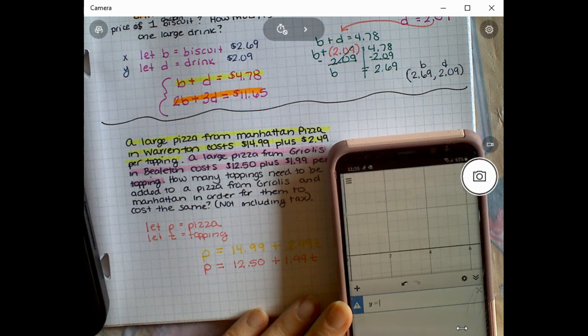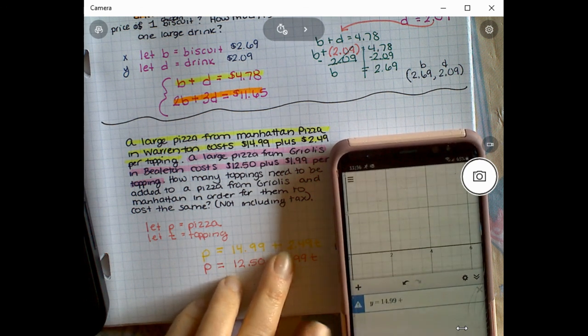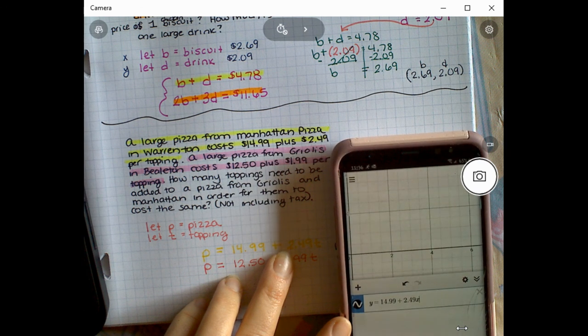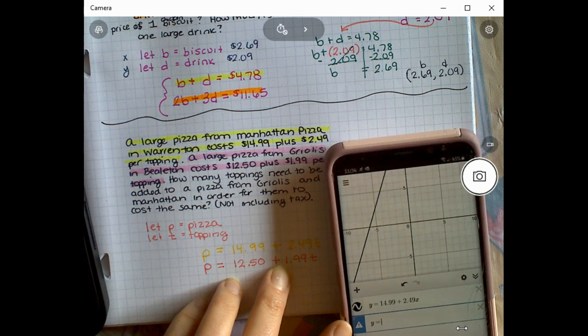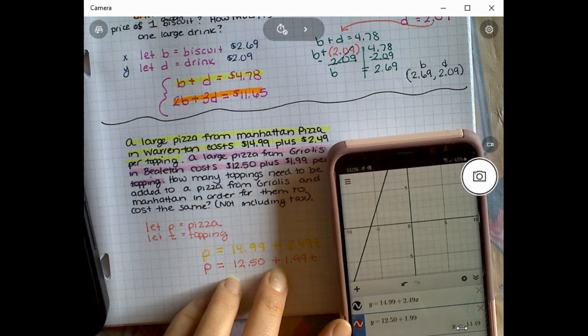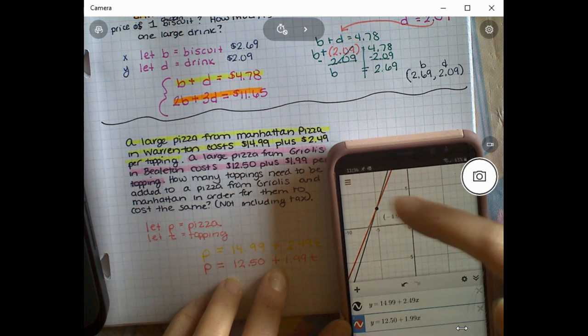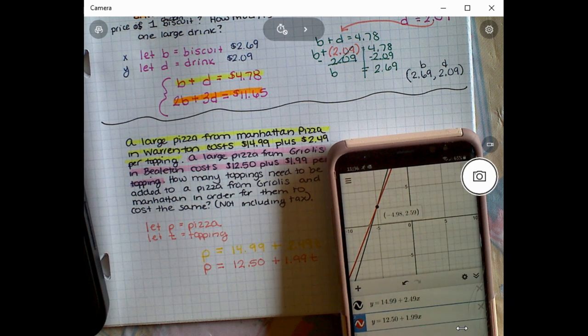Y equals $14.99 plus $2.49 per topping. There we go. Also, one pizza, $12.50 plus $1.99 per topping. Yep, that's right. All right, so what we need to figure out now is how many toppings you need to add to a pizza for a pizza from Grioli's and Manhattan to cost the same.